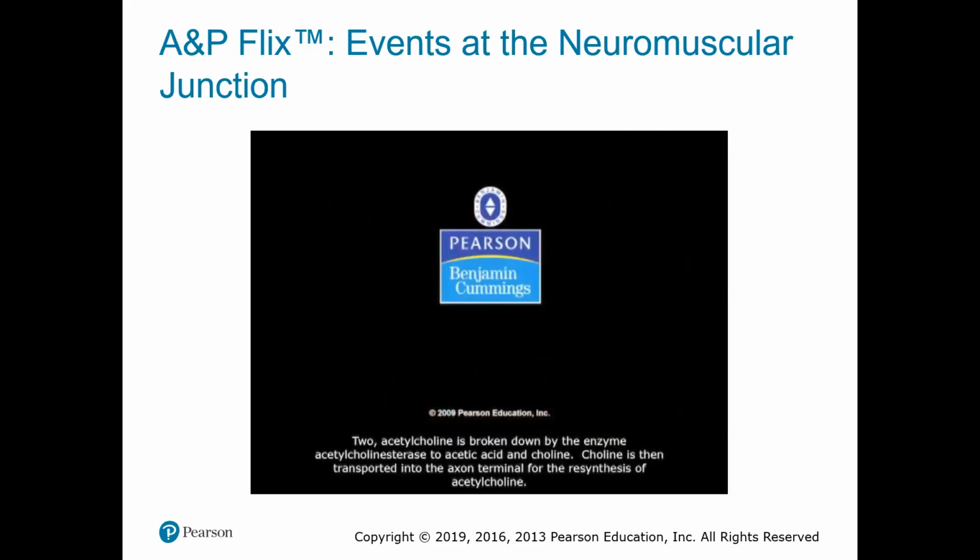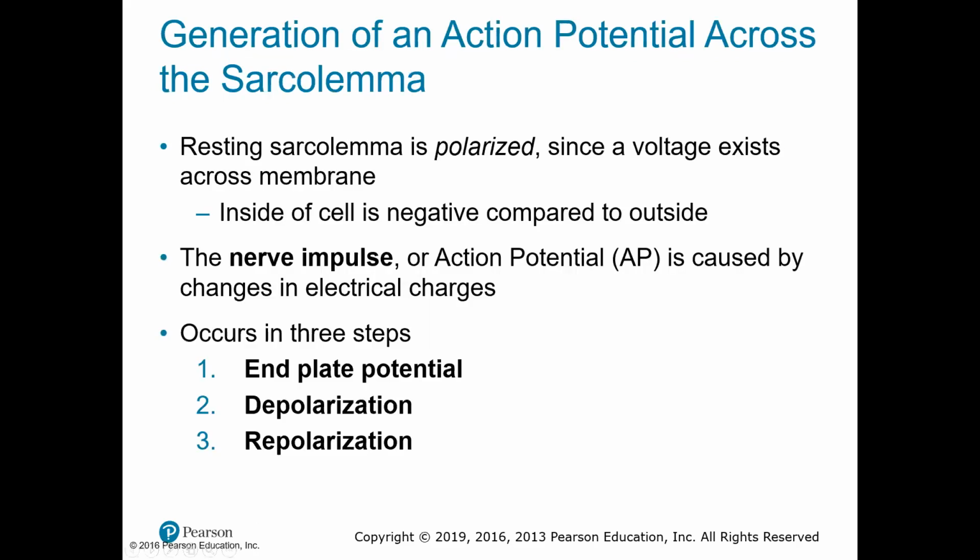Okay, so that gets us all the way to the breakdown of the acetylcholine. The reason we want to get rid of it is so we can send a second signal down. We can't get a second stimulus if acetylcholine is still in the synaptic cleft. That still doesn't explain how we're going to get a contraction yet. So when we want to get a contraction going, we don't think about this, but this is what's going on.